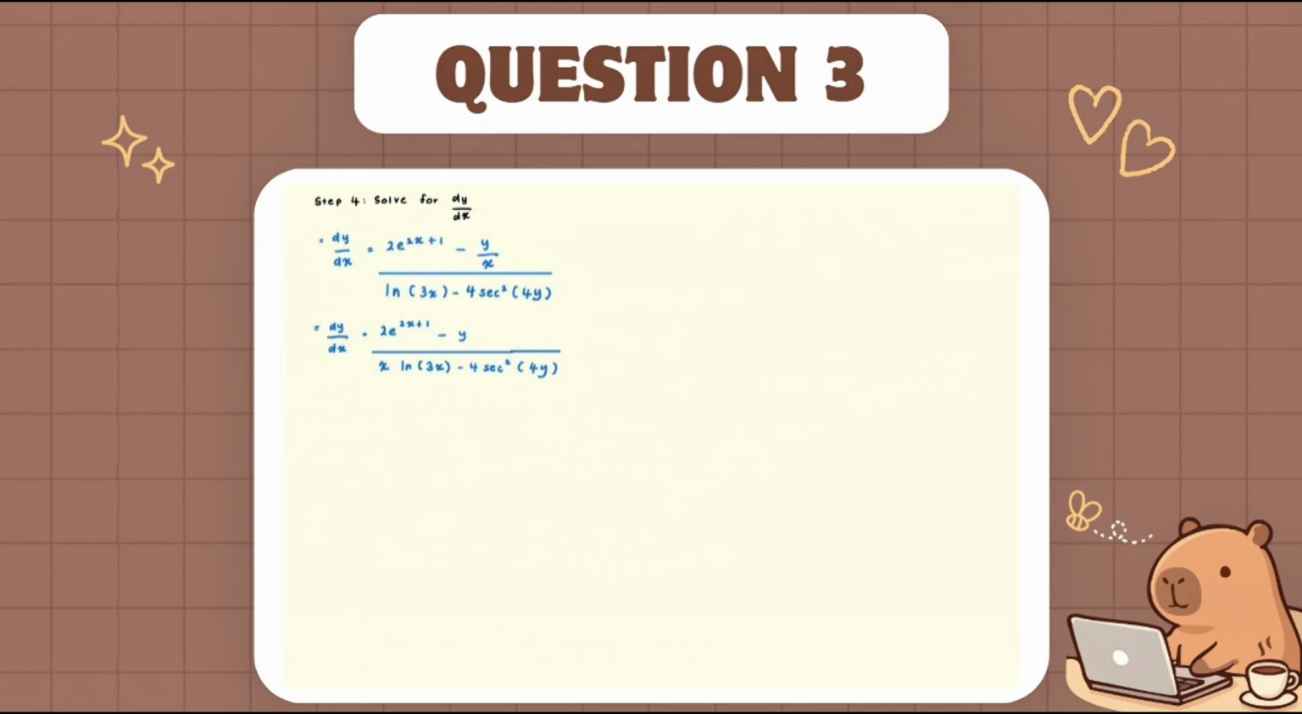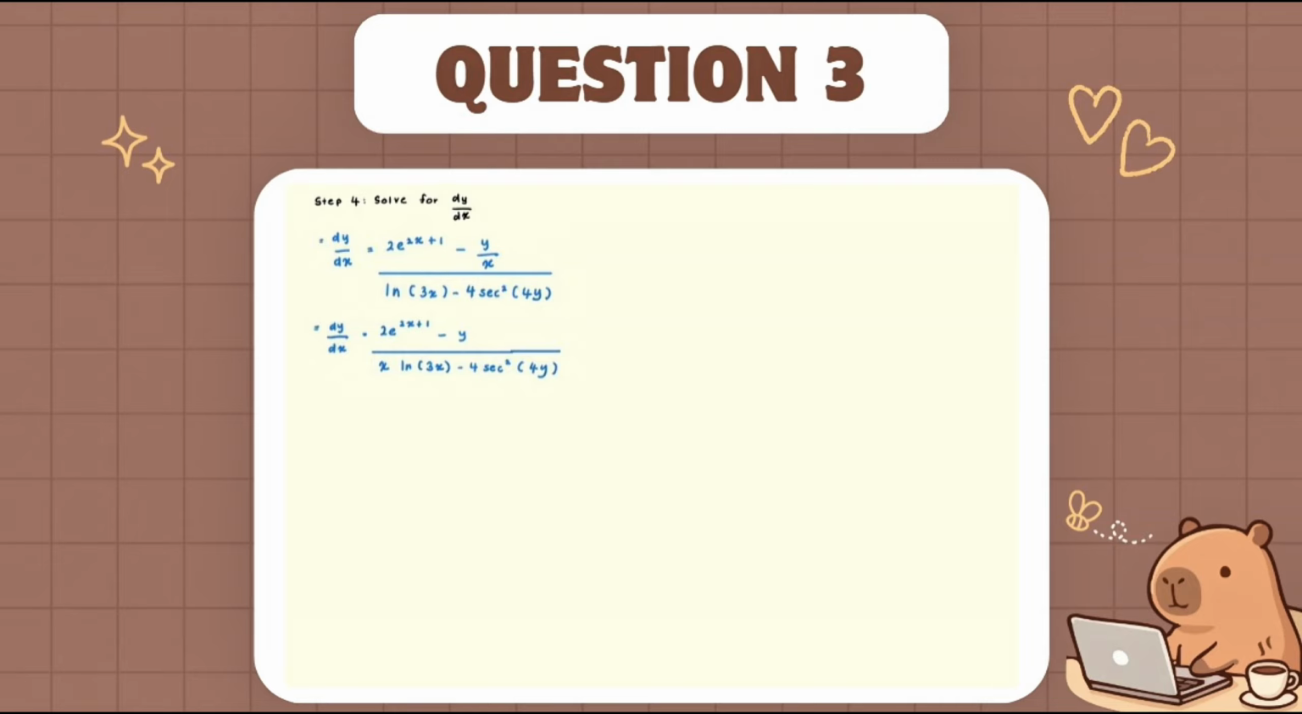And now for the final step is to solve for dy/dx. So I get dy/dx equals (2e^(2x+1) minus y over x) over (ln 3x minus 4 sec²(4y)). And once you simplify that, you will end up with the final answer for the question, which is dy/dx equals (2e^(2x+1) minus y over x) over (ln 3x minus 4 sec²(4y)).